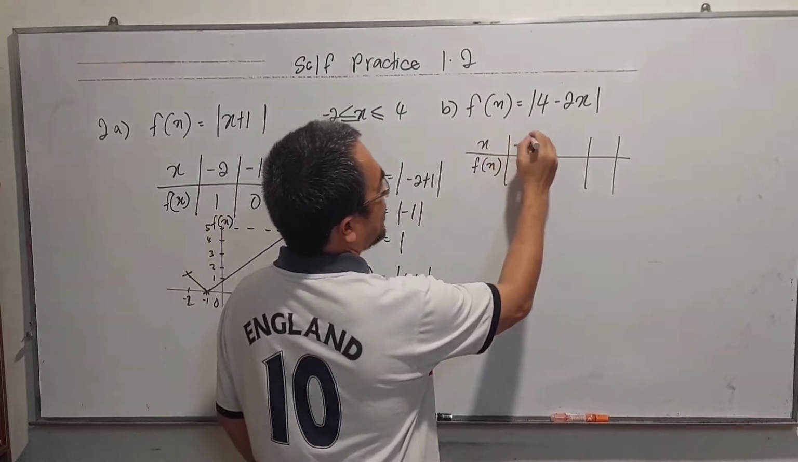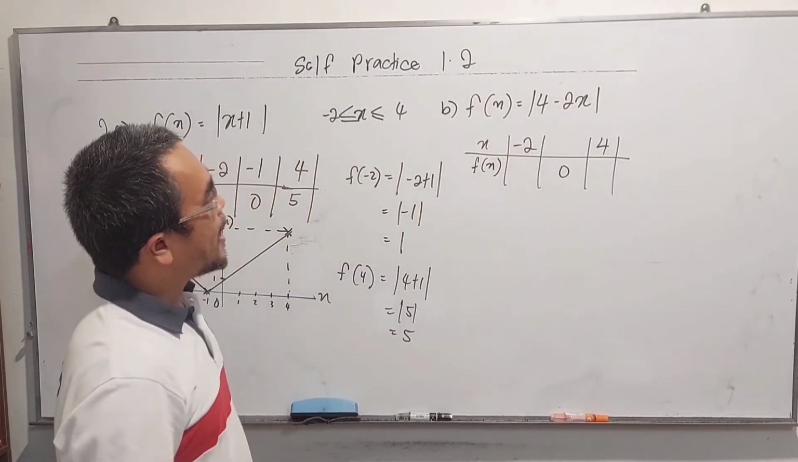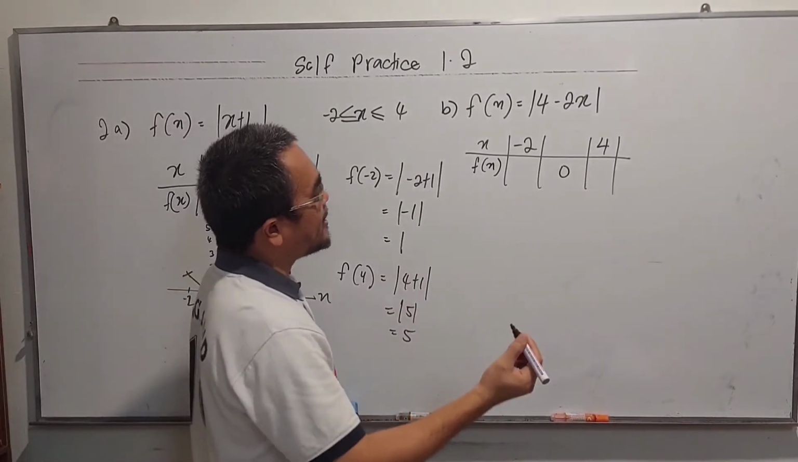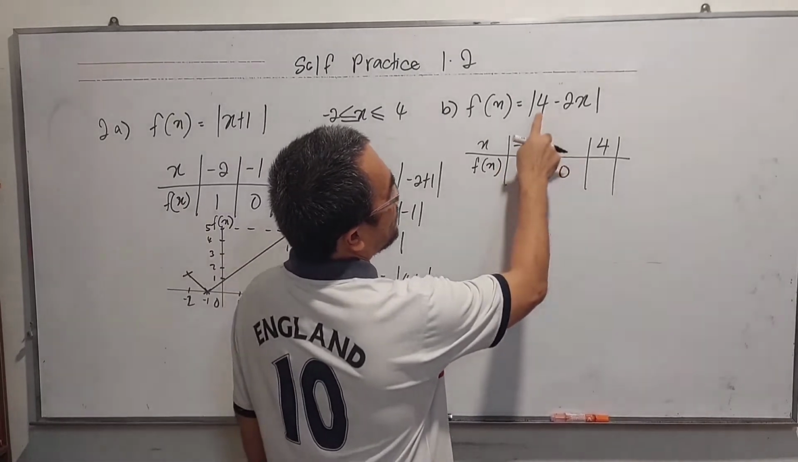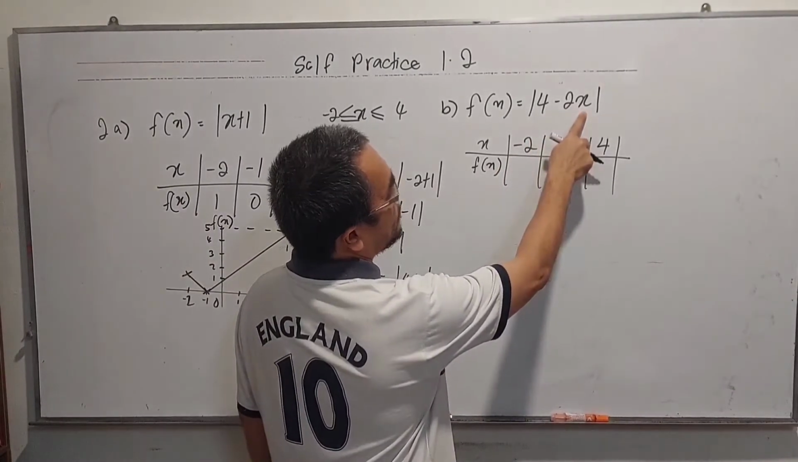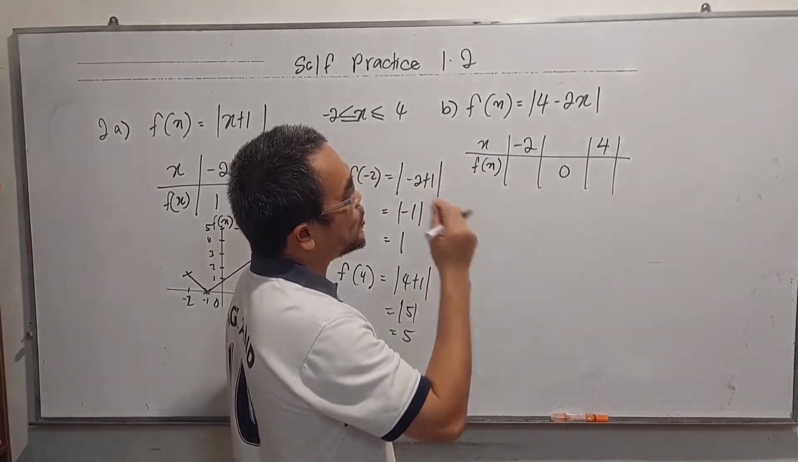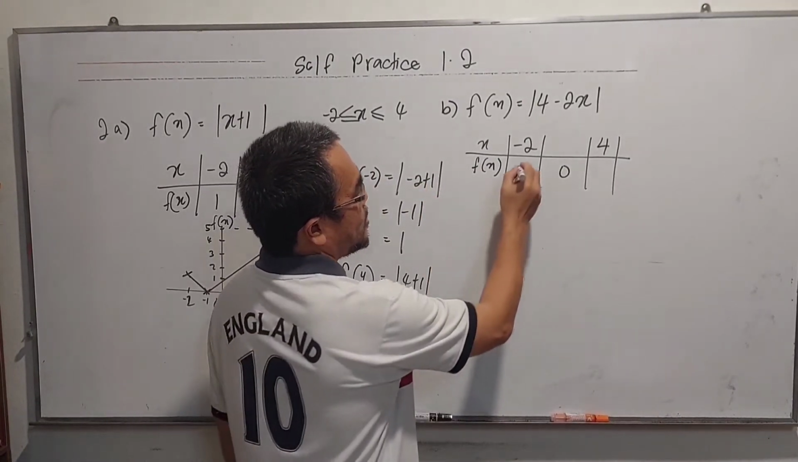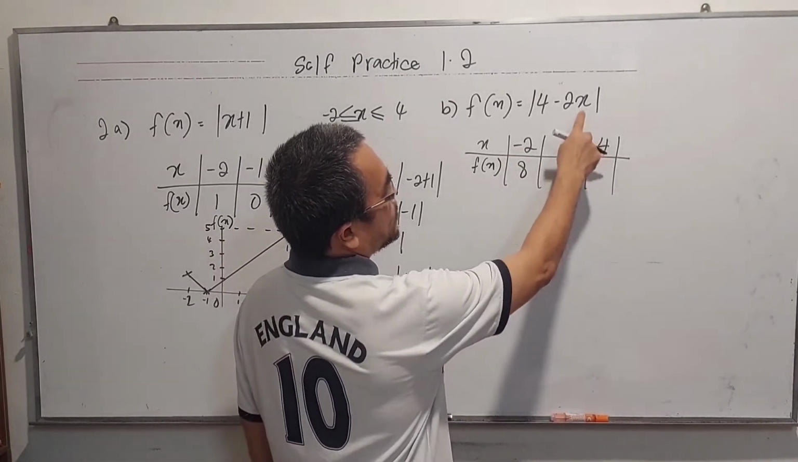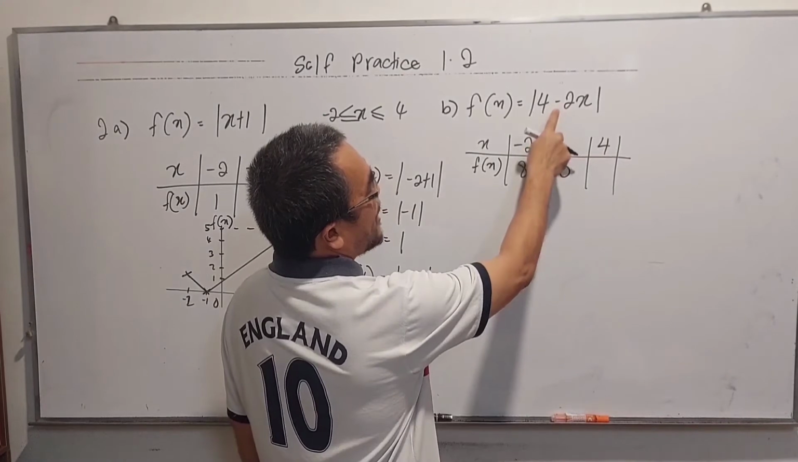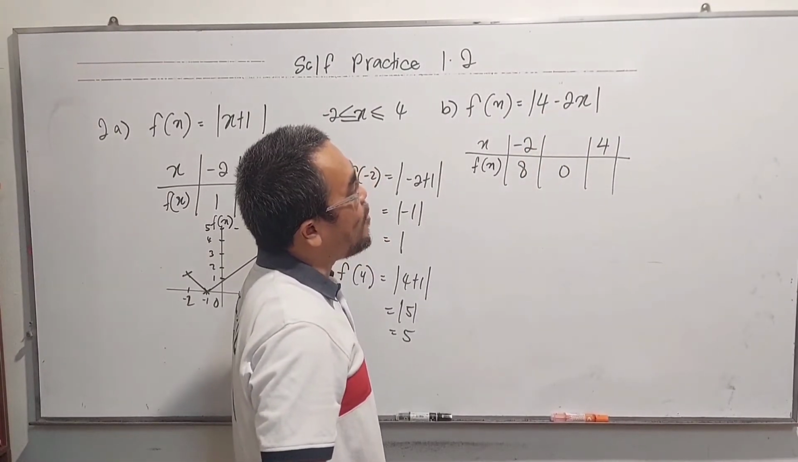Start with negative 2 here and 4 here, and 0 will be there. Then calculate the values when x is negative 2: 4 minus 2 times negative 2 will be 8. So 8 is still 8. When you replace x with 4, 4 minus 2 times 4 is 4 minus 8, which will be negative 4.